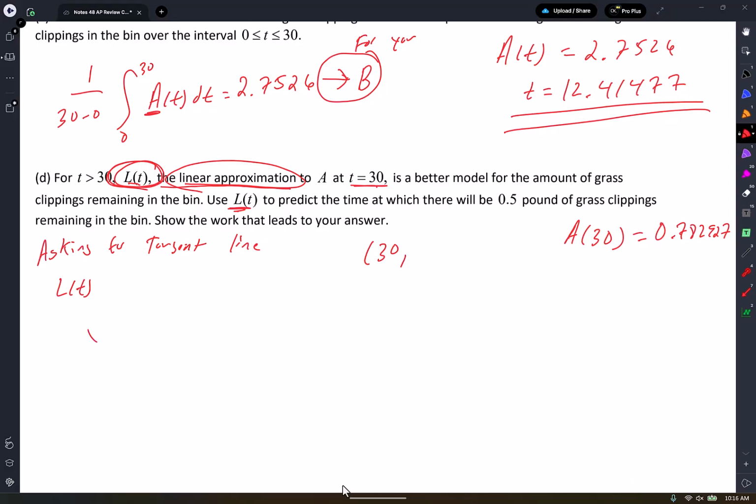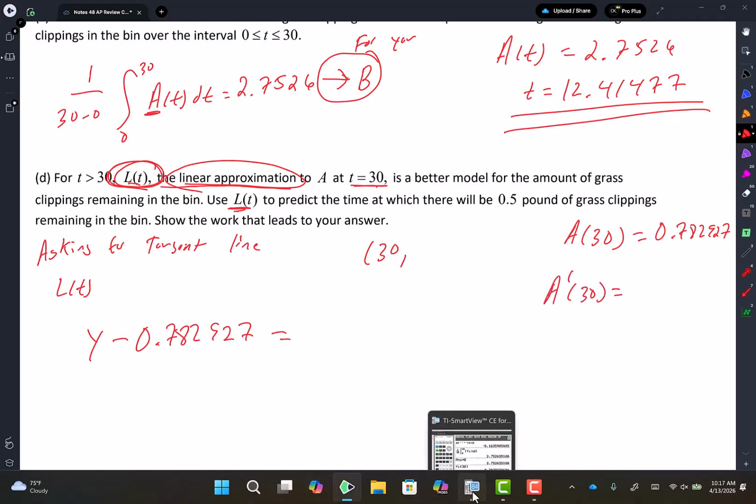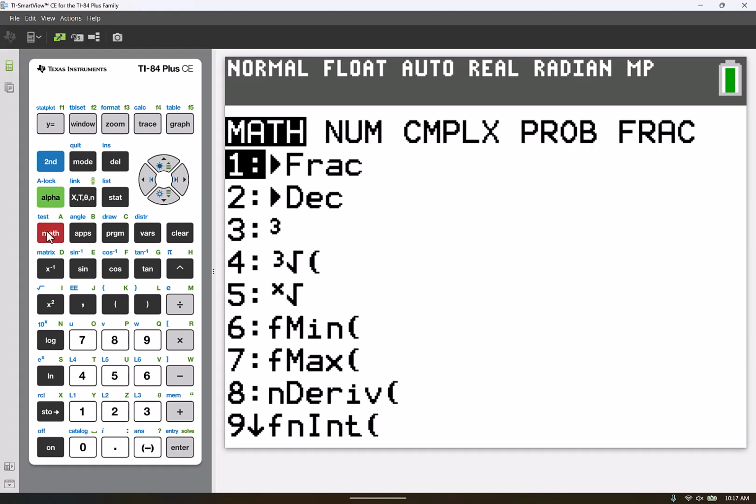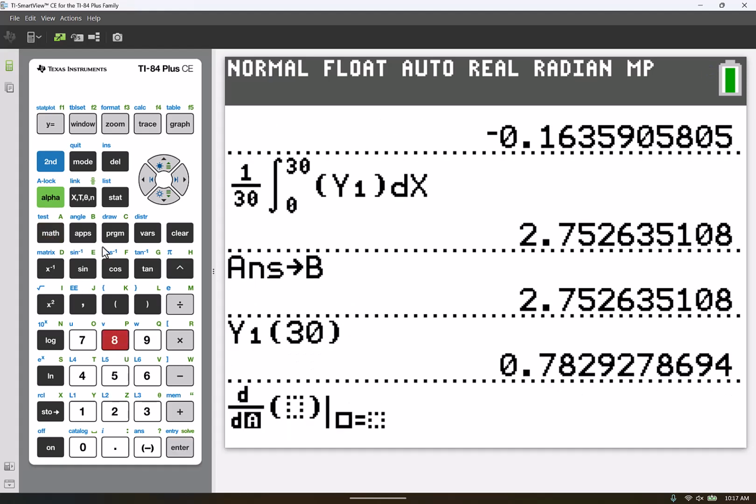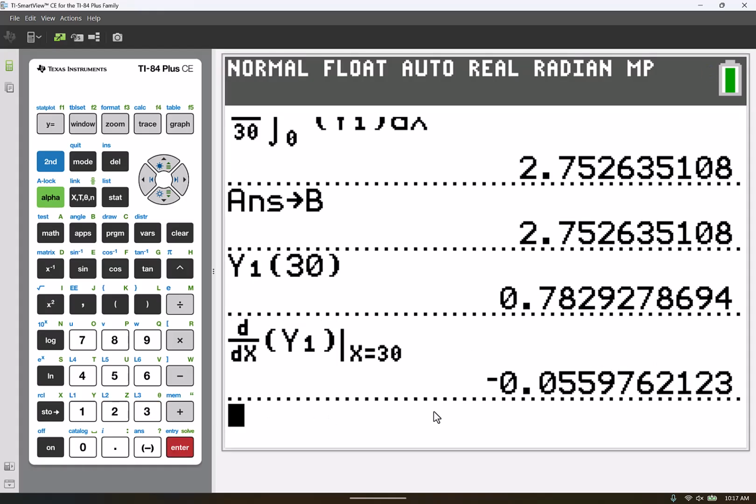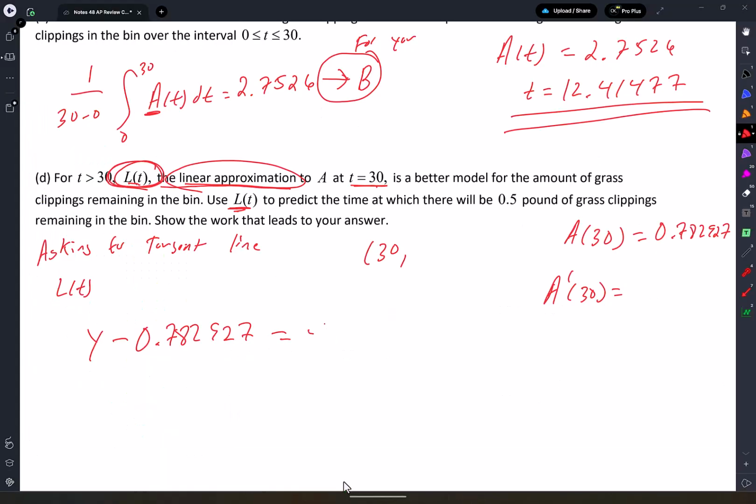So here's my tangent line, y minus 0.782927. Oh, I haven't gotten my slope yet. A prime of 30. Take your calculator. You already have it in here. Math number, was it number 8? And x, and then type in alpha trace y1. And then at x equals what value? 30. Hopefully it's a pretty number. It's not a pretty number. Oh, well. Negative 0.05597. Negative 0.05597. Parenthesis x minus 30.